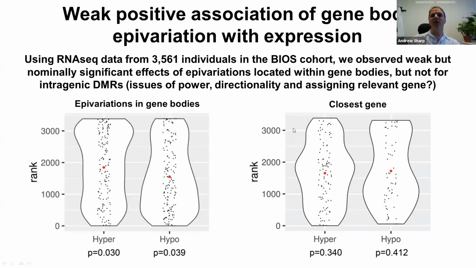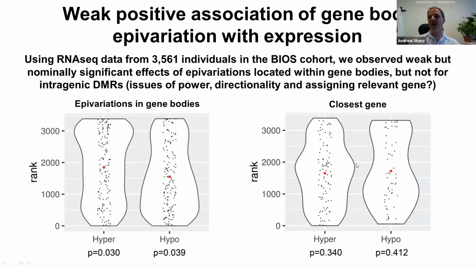Just to add a little bit more, we also looked at what epivariations are doing if they're not located at gene promoters. So over here on the left, this is epivariations that are within a gene body, somewhere within the start to stop of a gene. Here we see a positive association. So if you have gain of methylation, you have slightly higher expression, loss of methylation, slightly lower expression. It's much weaker than we see at promoters, but it's significant.